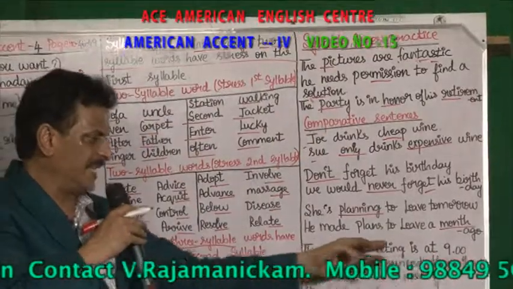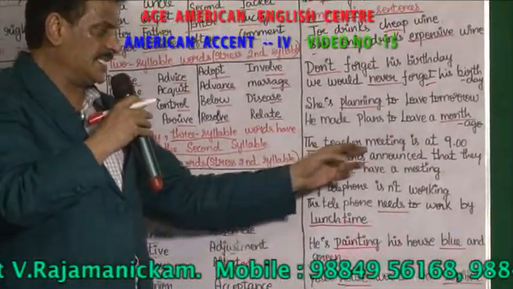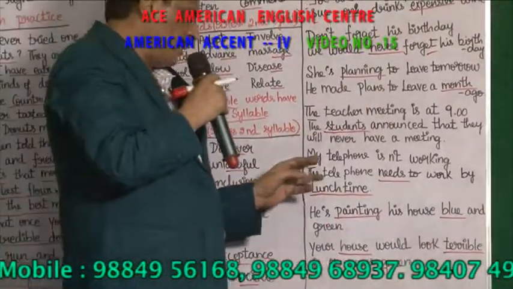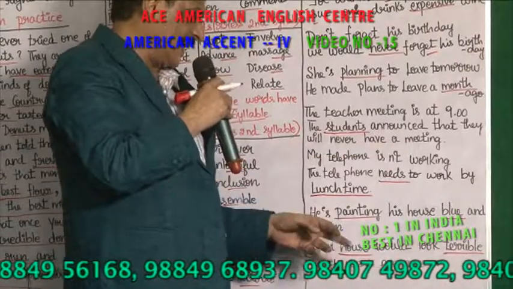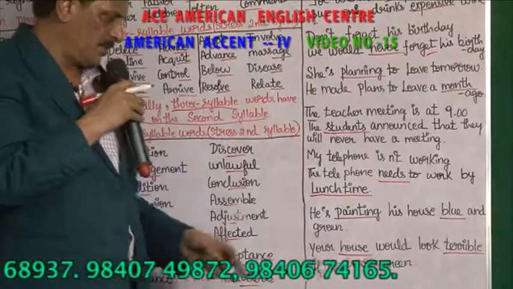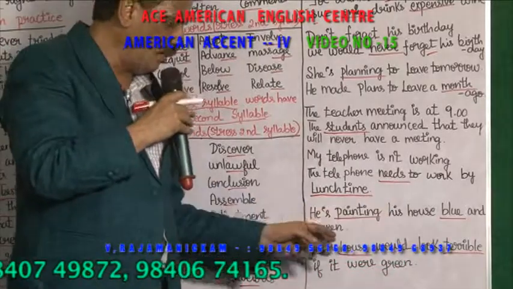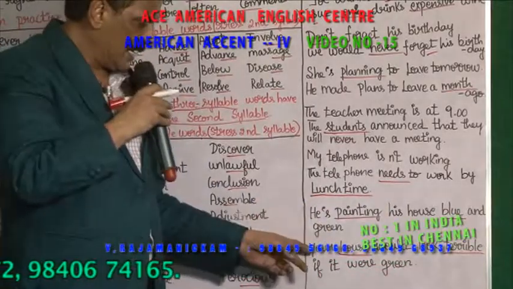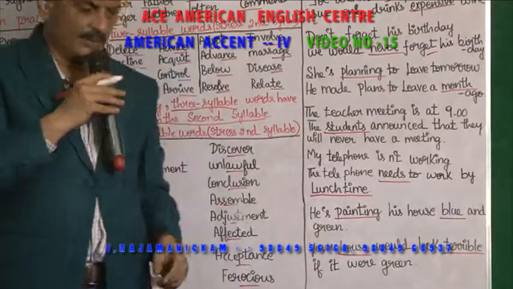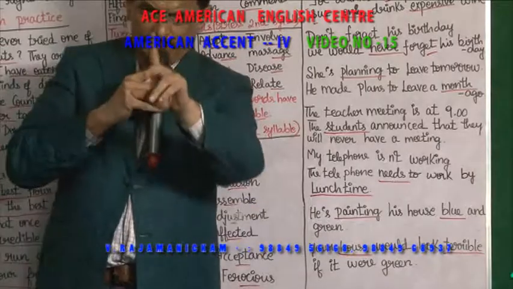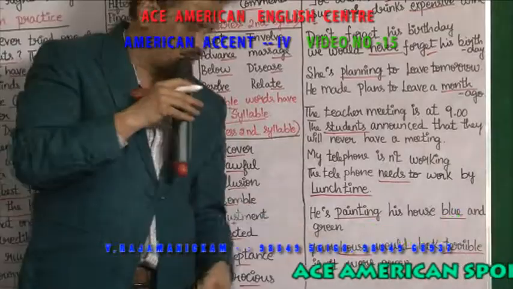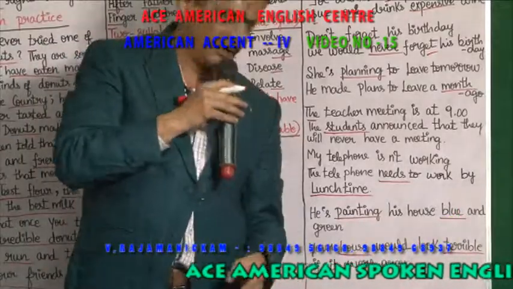The teacher meeting is at 9. The students announced that they will never have a meeting. My telephone isn't working. The telephone needs to work by lunchtime. He's painting his house blue and green. Your house would look terrible if it were green. He is painting his house blue and green. Your house would look terrible if it were green.